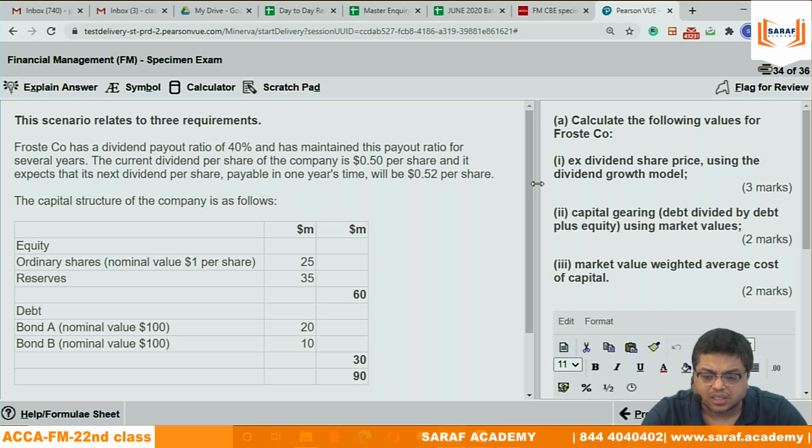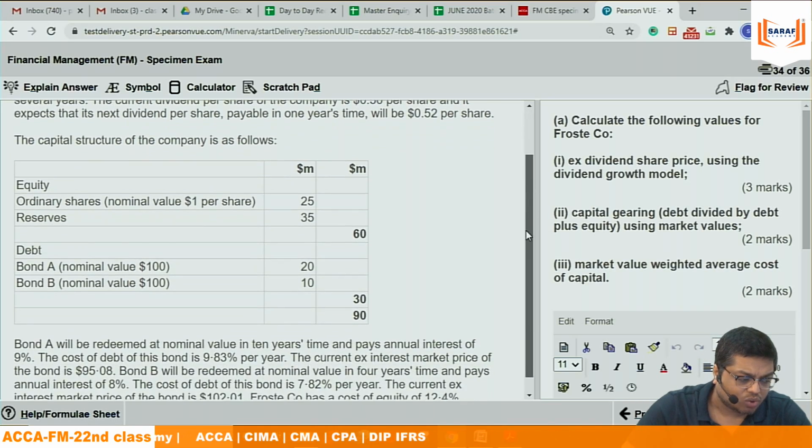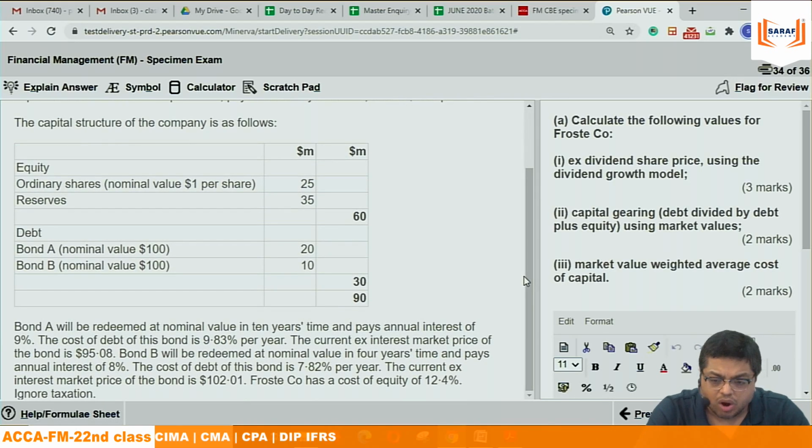The capital structure of the company is as follows. Ordinary shares nominal value 1, 25 million; reserves 35 million; shareholders' money 60 million. Debt: bond A nominal value $100 each, 20 million; bond B nominal value $100 each, 10 million. There are two types of bond. Bond A will be redeemed at nominal value in 10 years' time and pays an annual interest rate of 9%.